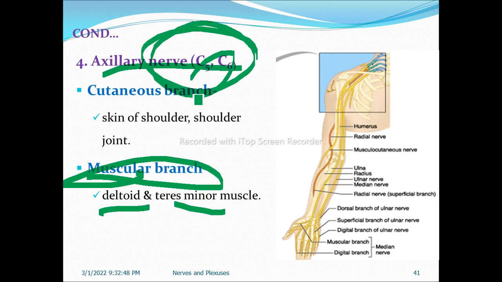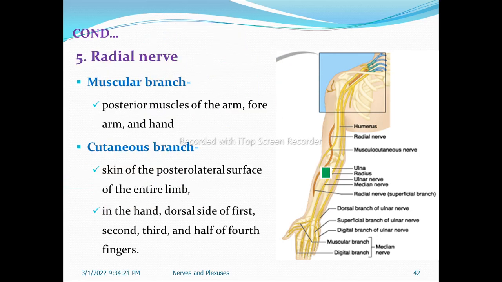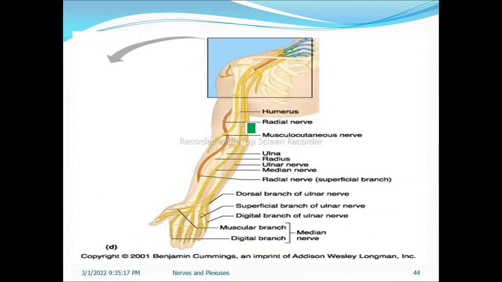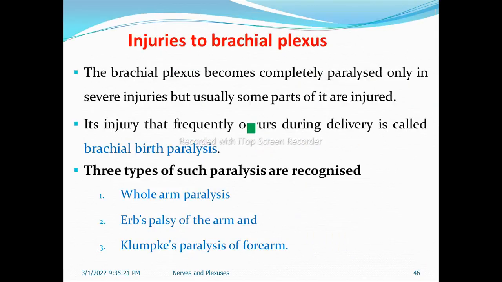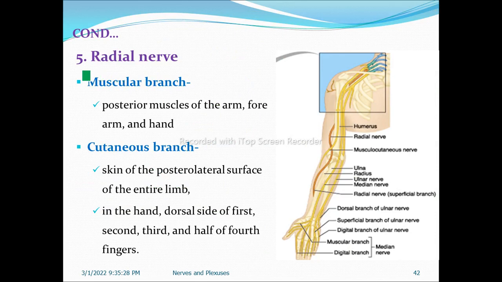The axillary nerve comes from the roots of C5 and C6, and the axillary nerve is not seen here. So we will see the axillary nerve later. Okay. And finally there is the radial nerve.